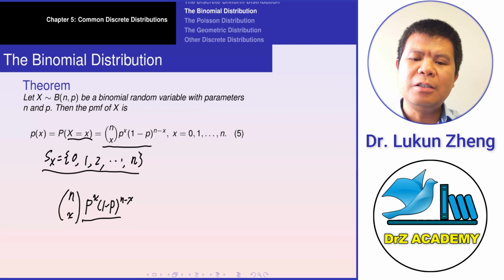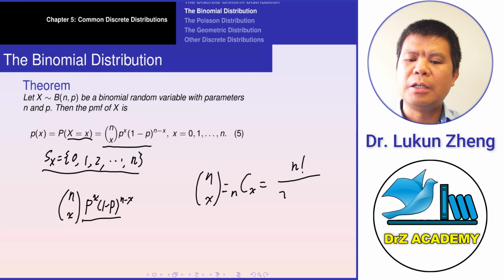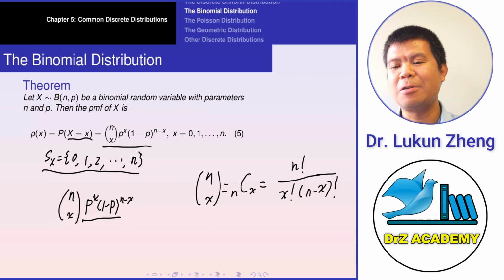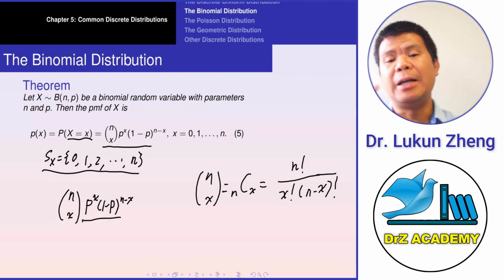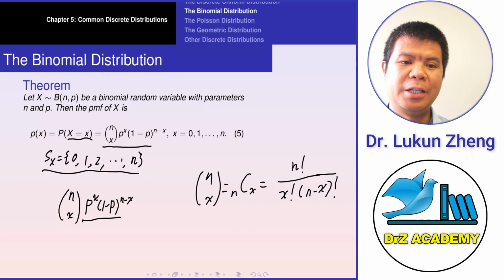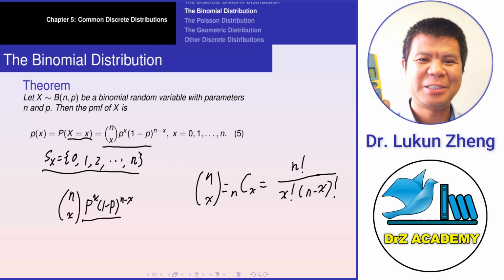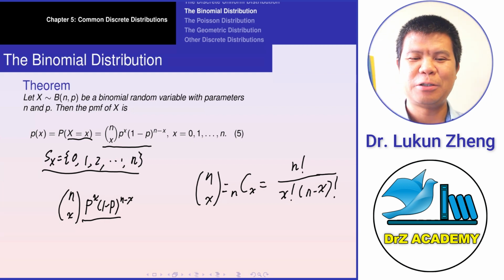Now this n choose x is also written nCx, or it equals n factorial over x factorial times n minus x factorial, right? We can use a calculator to calculate this value as well. So that's about the binomial distribution. All right, so this calculator, we can find it on this DrZ X.